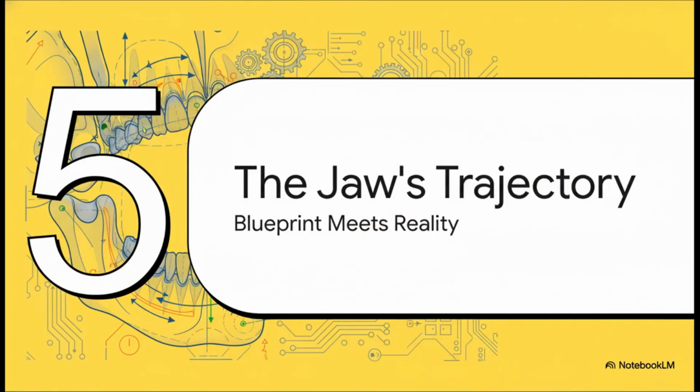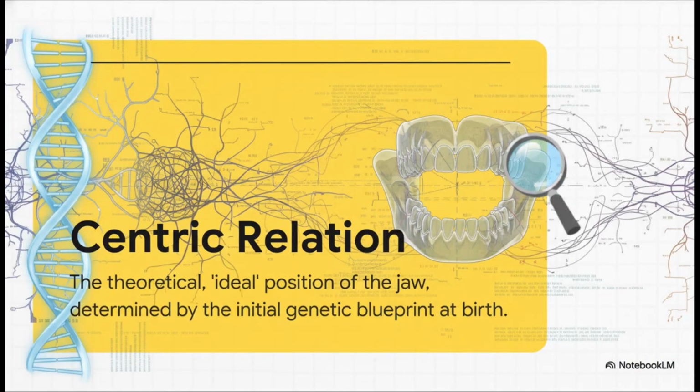All right, so we've talked about optimization, and we've talked about this dynamic blueprint. Now it is time to bring it all together. Let's see how these two incredible concepts play out in the one place we started this whole journey, the human jaw. So dentists have this term centric relation, and what it refers to is the theoretical ideal position of the jaw. That single, perfect spot defined by our genetic blueprint right at birth. It's our starting point. But what's so amazing is that over a lifetime, this one single point transforms into something way more complex and, frankly, way more interesting.